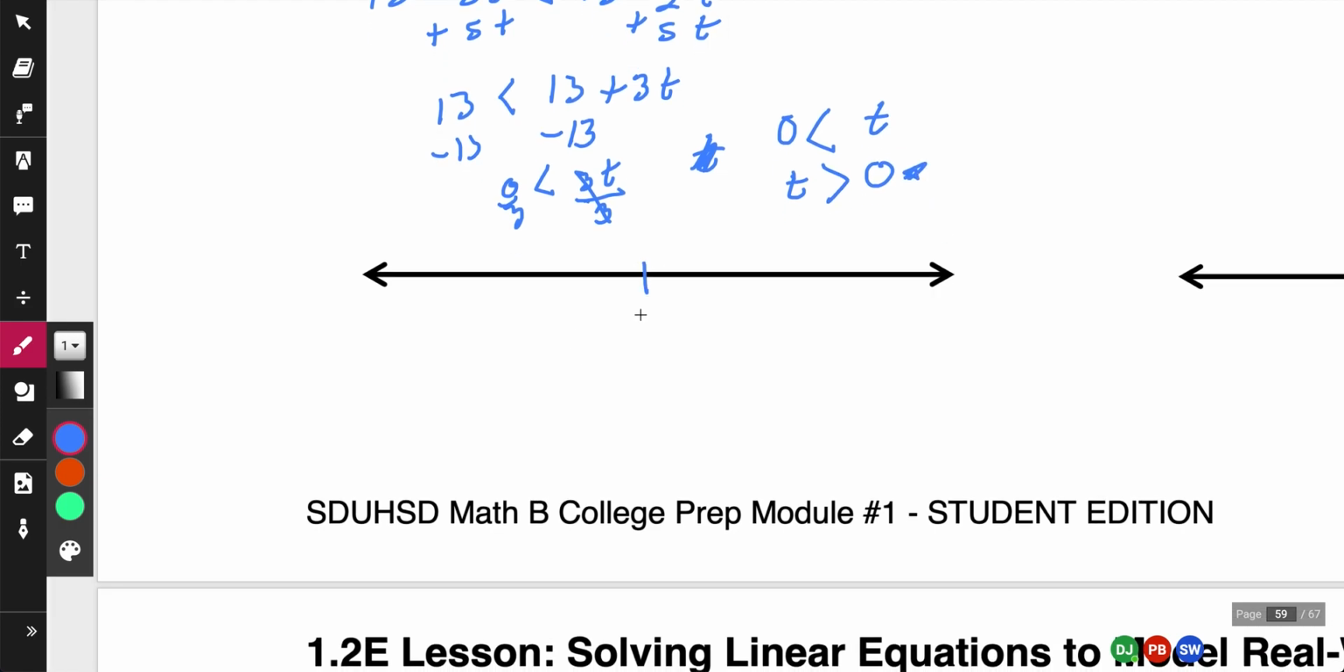So 0 is going to go in the center. We're going to have 1 on the right, negative 1 on the left. We're going to have an open circle and shade to the right.